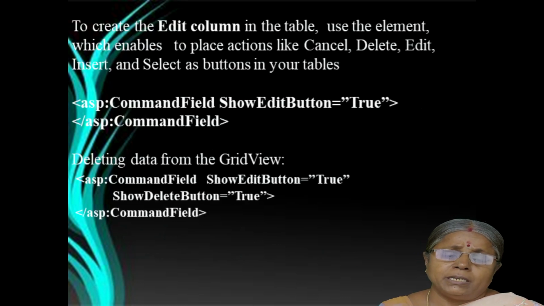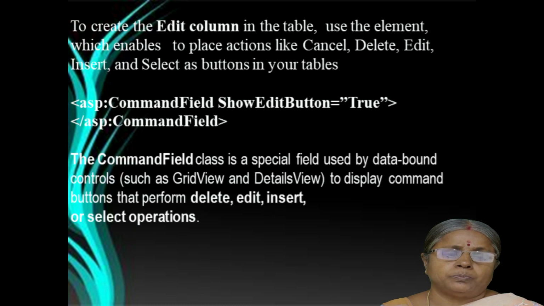Then to edit or update the attributes in the table, we can use the element called edit column tag. To activate the edit command, we must use the tag ASP command field, then specify the attribute show edit button set to true. Then to delete any attribute or any row in a grid view, we must use the tag ASP command field, show edit button equal to true and show delete button set to true.